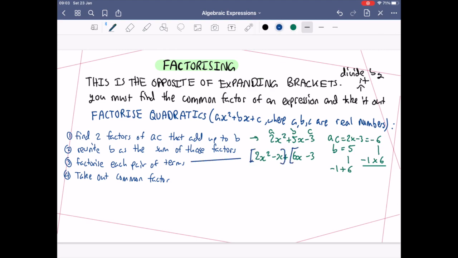Now we take the 2 halves of it and factorize them. So in the first one we take out x, and in the second one we take out 3. And now we can see that we have a common factor of 2x minus 1. So we take that out and we're left with our answer.